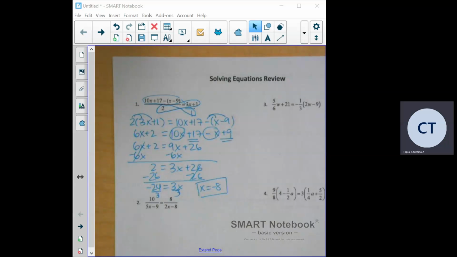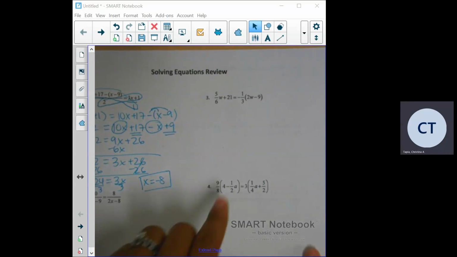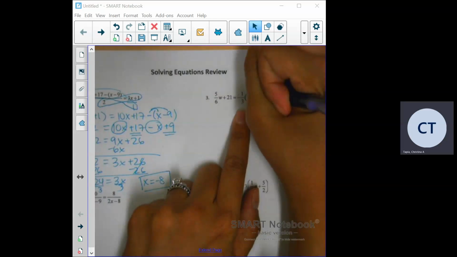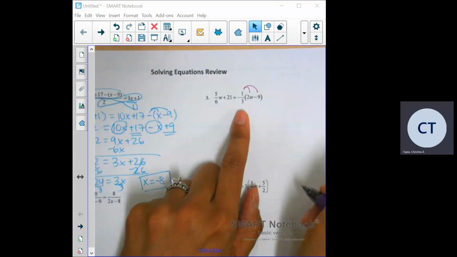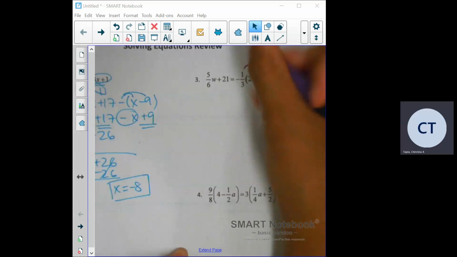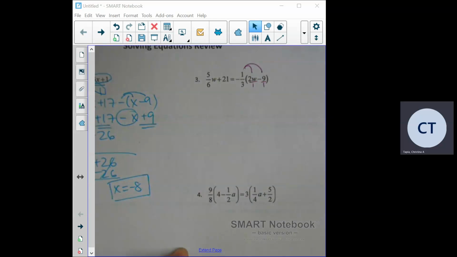So for number 3, I'm going to go ahead and solve it because I know some of y'all are having a little bit of anxiety right now with it, but I'm going to try to make it as easy as possible. Okay, first thing we're going to do is distribute this negative 1/3. I'm going to distribute the negative 1/3 to both of those terms. When you're multiplying both of those terms, this is like 2w over 1 and 9 over 1. It's pretty much what it is.